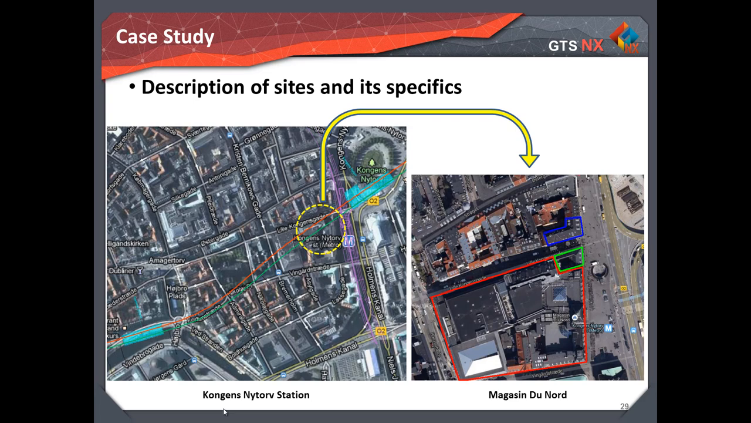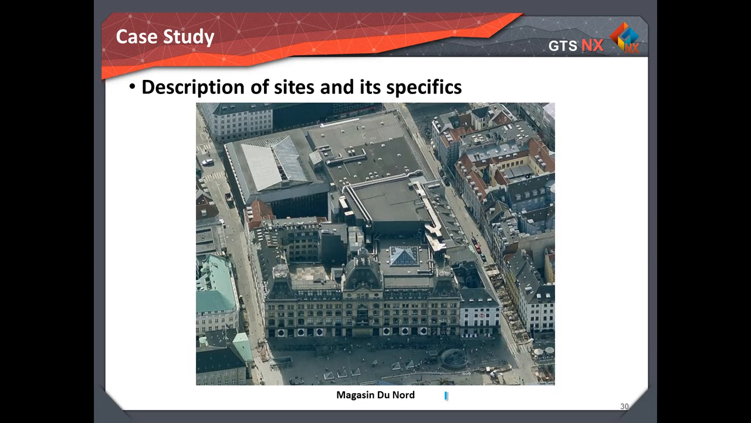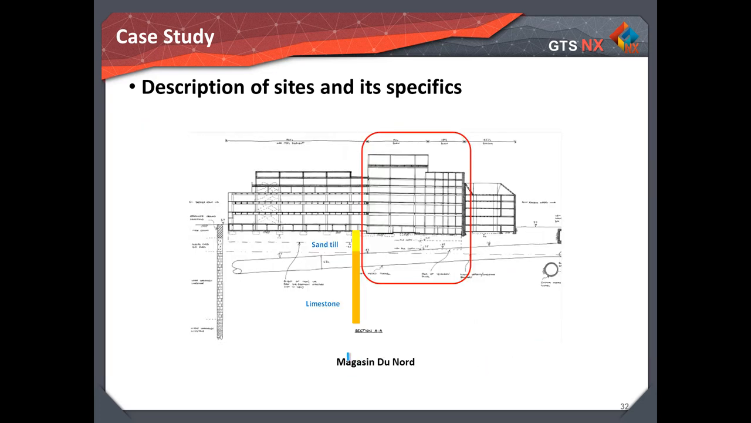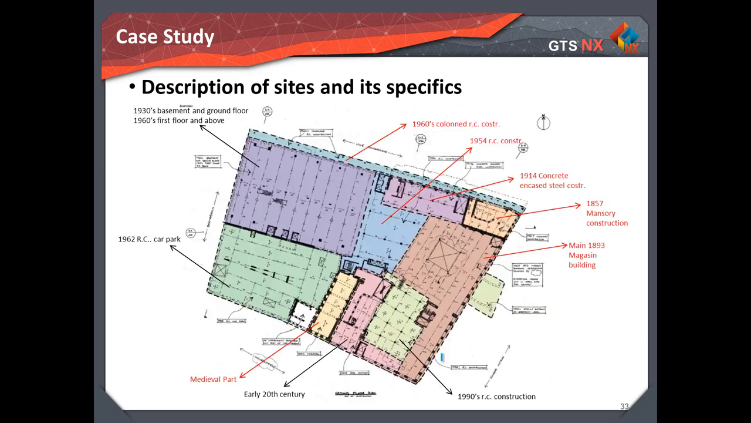This is the Kongens Nytorv station area, and this is the detail of the station. Near the station, the Magasin department store is located. And this is the view of the Magasin department store. Some explanation of the plan view of the department store: it consists of several different structures from different periods. And this is the section view with the profile of the ground at the site.